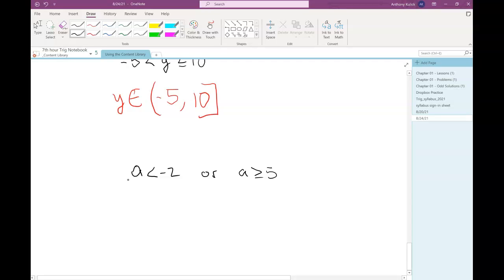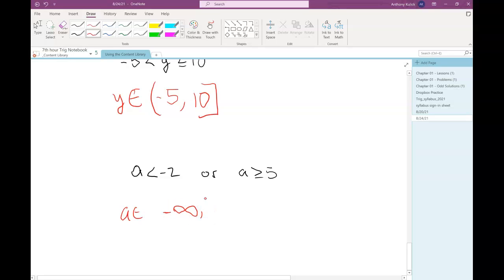What is the lower bound for that interval? Jack? I was just going to ask a question. Yeah, go ahead. Do we have to write a as a member of? Yes, absolutely, we should start with that.